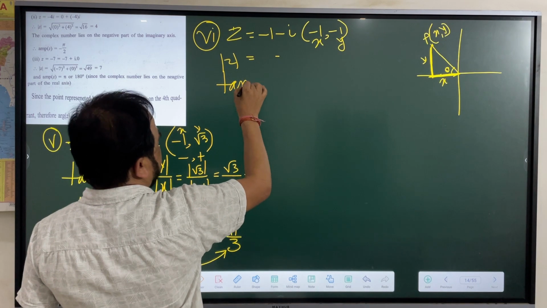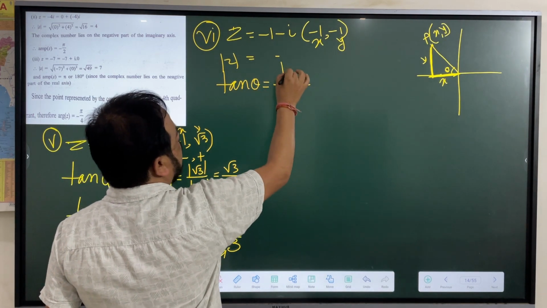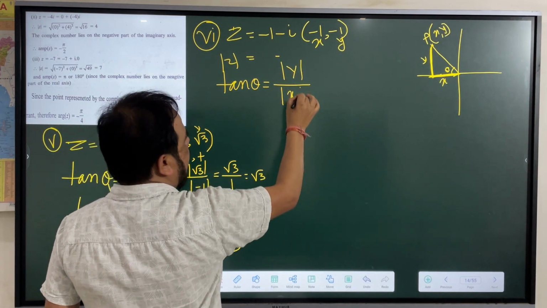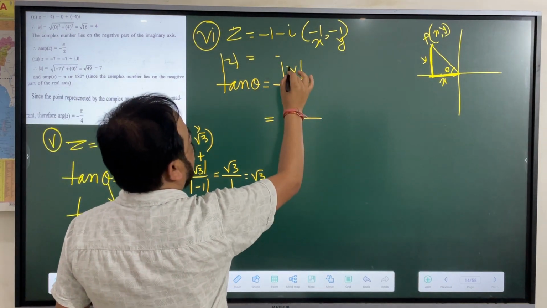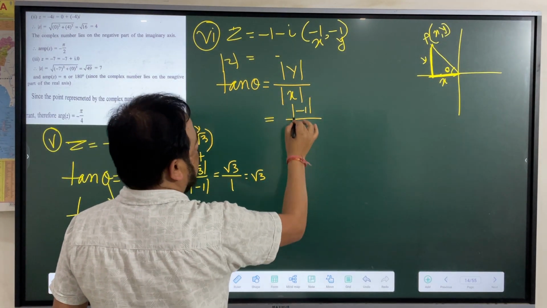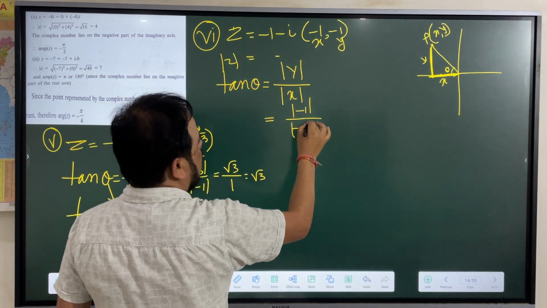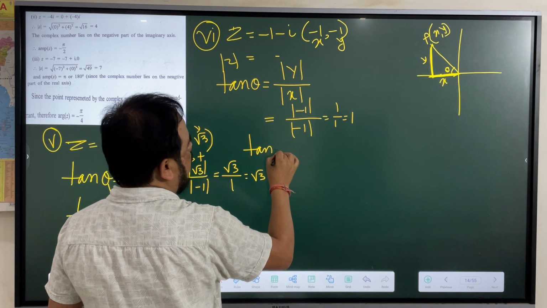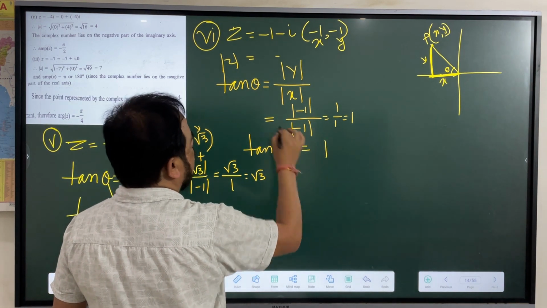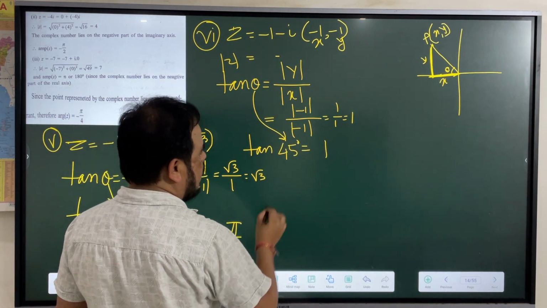Now tan theta. Tan theta is equal to mod of y by mod of x. Nothing to think, just write the formula. Mod of y, mod of minus 1; x also minus 1. So 1 by 1 equals 1. Tan 45 degree is equal to 1. So theta is equal to 45 degree.